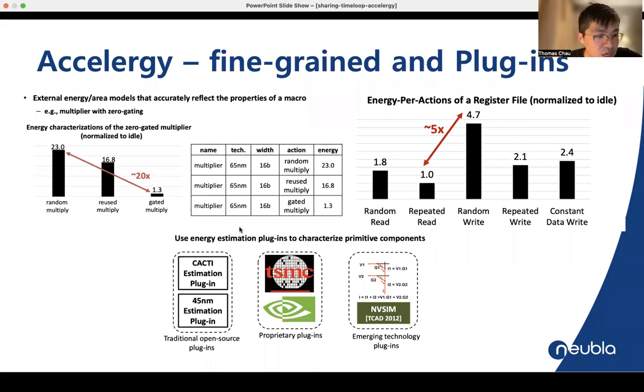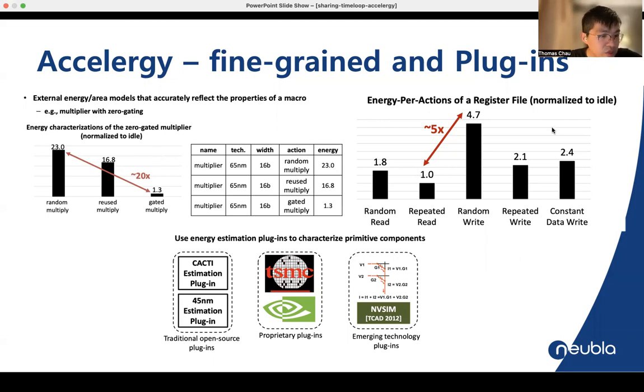Accelergy further improves the estimation accuracy by allowing fine-grained classification of components' one-time behavior. For instance, the energy consumption of a multiplier can have a difference of 20x, depending on whether the operands are reused or gated. So reused here means the operands stay the same in consecutive cycles, and gated multiply means some operand may be 0, so you don't need to perform the calculation.